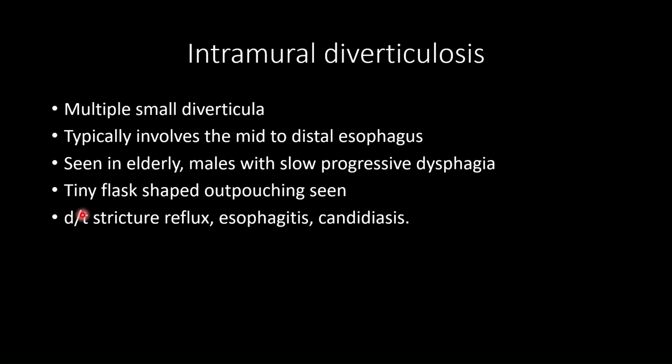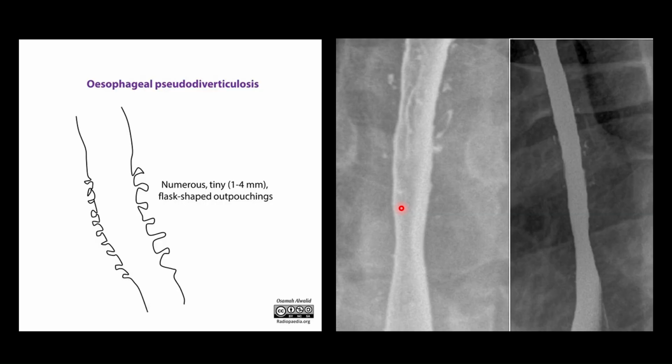Now, it can be due to conditions like stricture, reflux esophagitis, and candidiasis. So, treatment for it is to mainly treat the underlying cause. Now, here is a pictorial representative image of the same. We can see numerous tiny flask-shaped outpouchings.